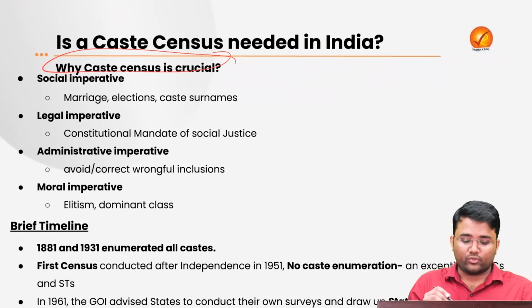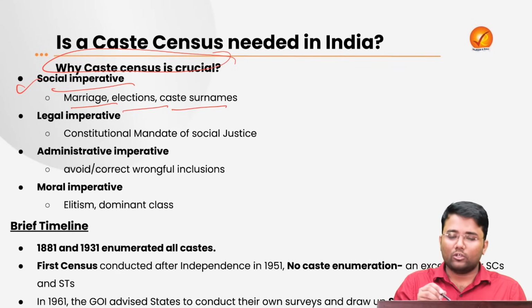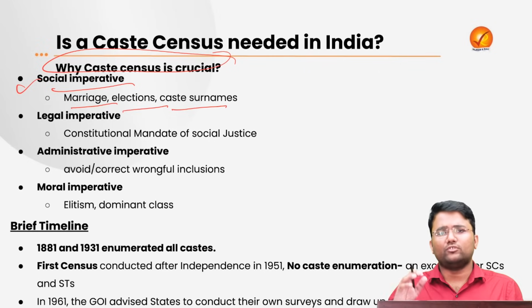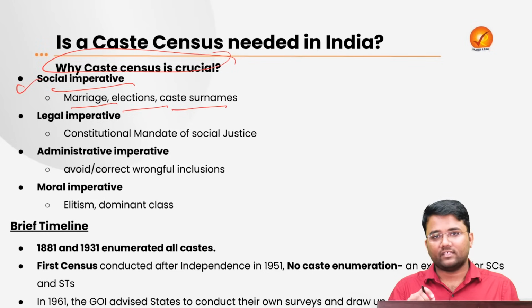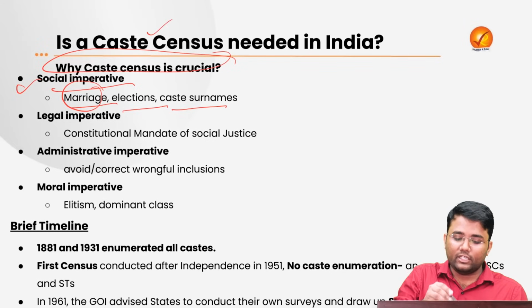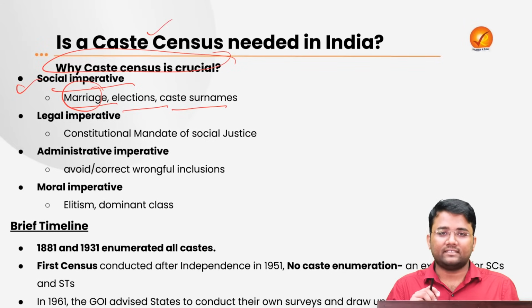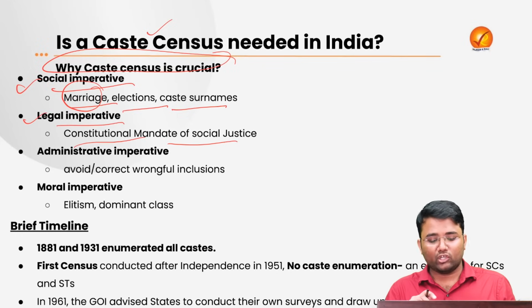Why is the caste census crucial? Some of the social imperatives: caste still plays a very important role in marriage and elections, and we also see caste surnames in the majority of government documents. As per the National Council for Applied Economic Research, only 5% of marriages happening in India are intercaste, and the rest of the marriages are happening in the same caste. That shows that caste in marriage is still an important phenomenon, and that is why we need to identify what the different castes in India are. Then some of the legal imperatives, that is, to provide the constitutional mandate of social justice.